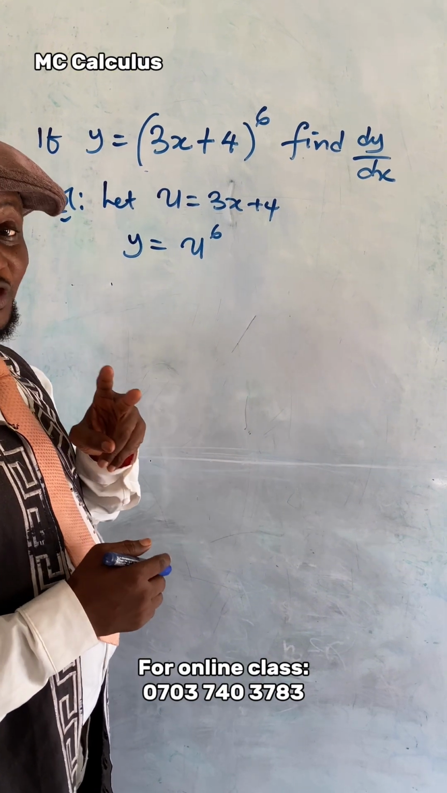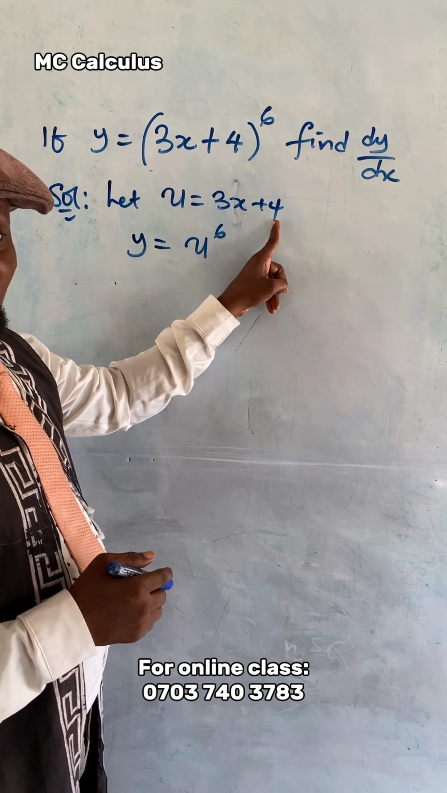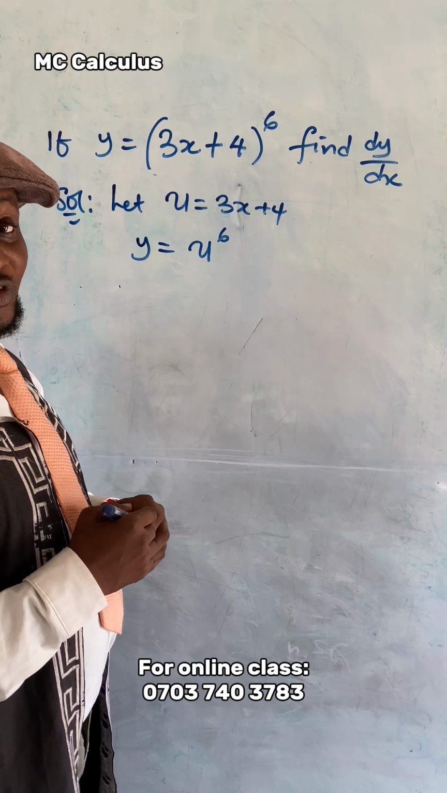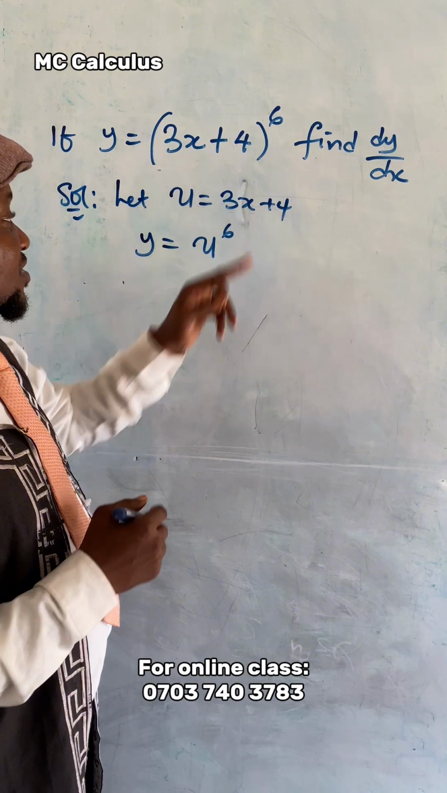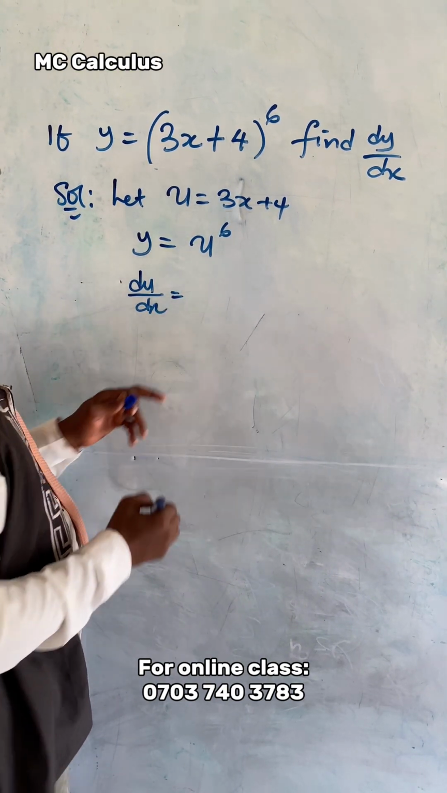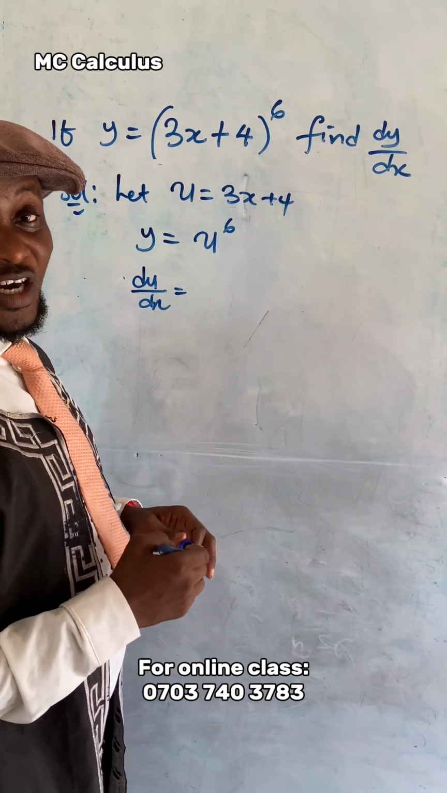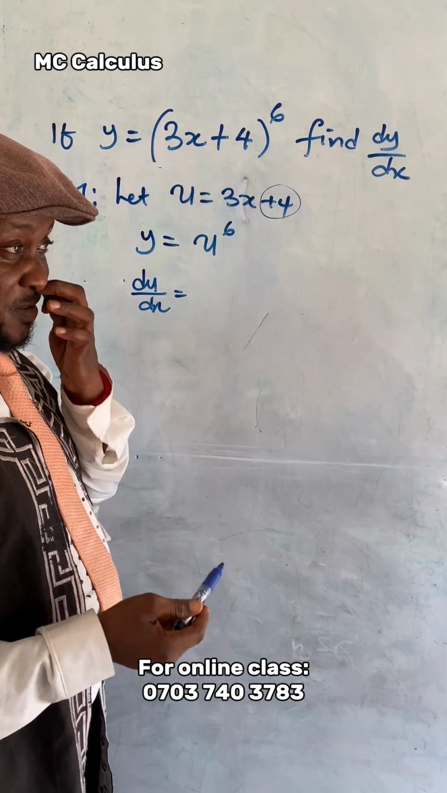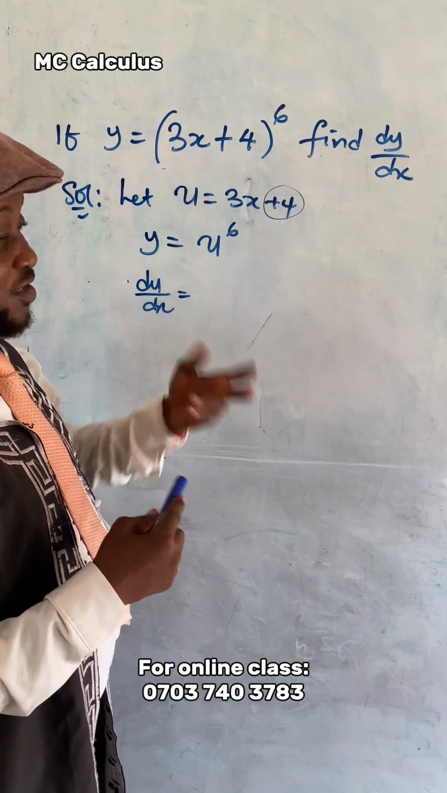And as such, we have two functions: a function u equals 3x plus 4, and a function y equals u to the power of 6. And we are going to start our differentiation. First, differentiate u with respect to x, so we call it du/dx. That is, we are going to differentiate 3x plus 4. And you know that in differentiation, if you differentiate a constant plus 4, it's gone. Any number that's not attached with x is called a constant, and if you differentiate it, it's gone.